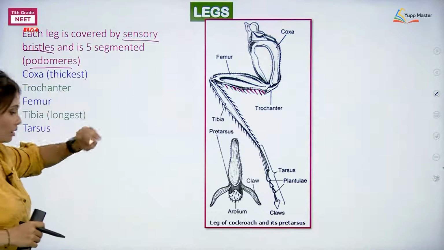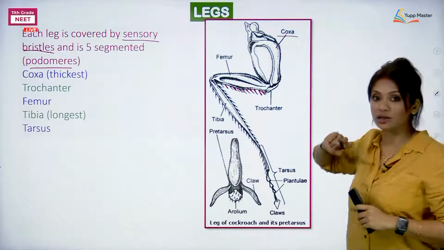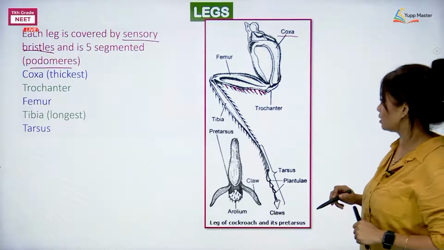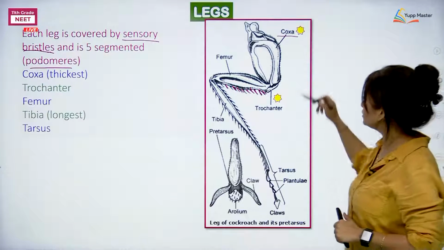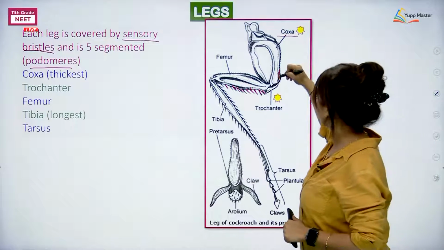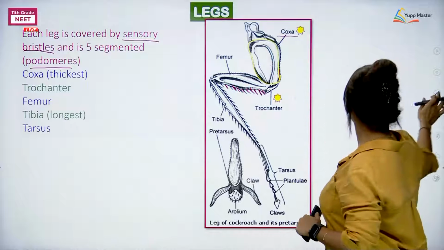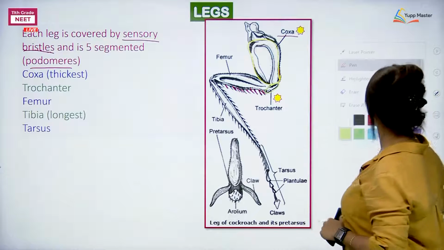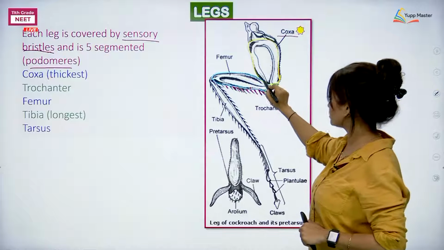The first podomere over here is called the coxa. What is it called? It's called the coxa. The next one after the coxa would be the trochanter. Here is the second one, that is the trochanter. The third one is the femur. The largest part that you're seeing here is the coxa, the largest podomere. The second one right near it, this small part over here, is the trochanter. The third one, this region here, is called the femur.